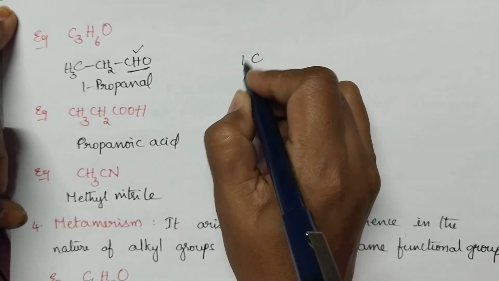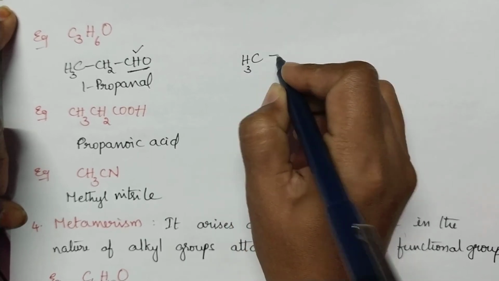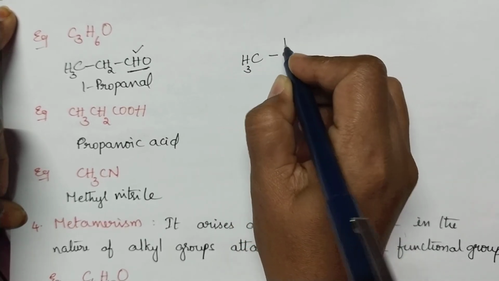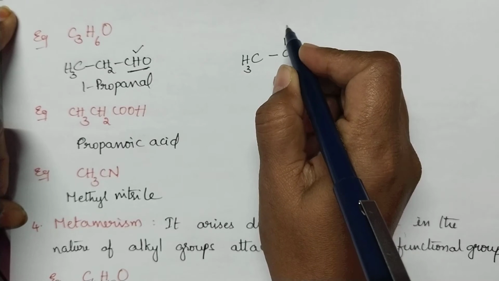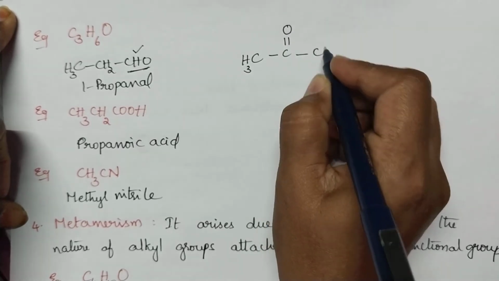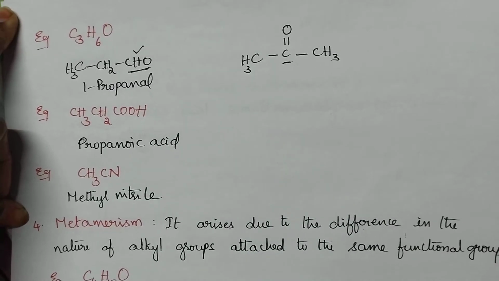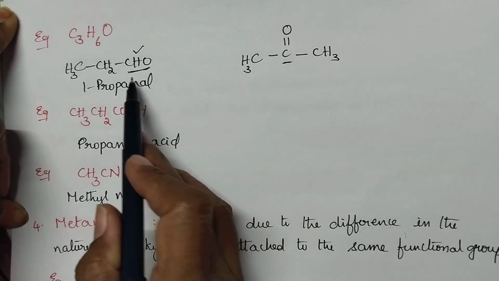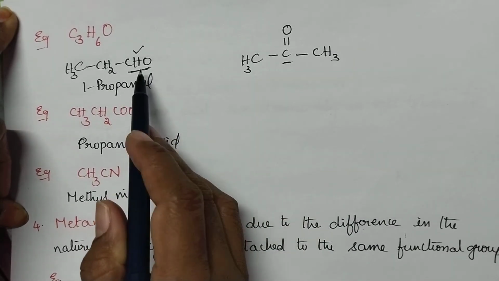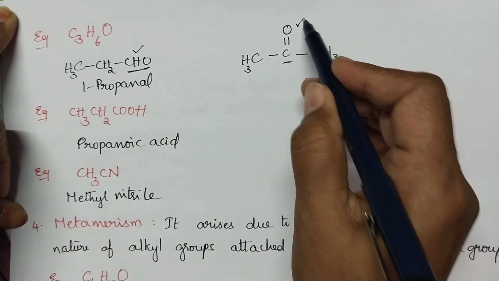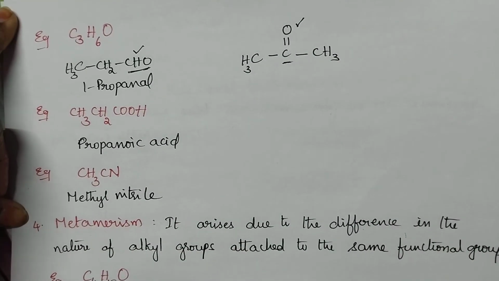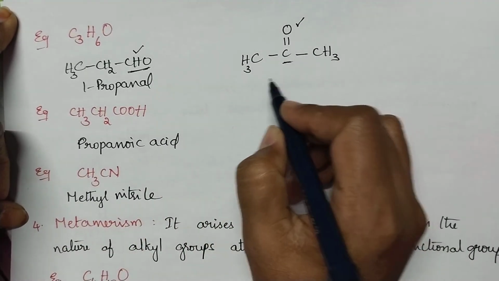So the corresponding functional isomer can be written as CH3-C=O-CH3. Here the functional group is keto. In the previous one, the functional group is aldehyde. So aldehyde is the functional isomer of ketone. Can you name this compound?